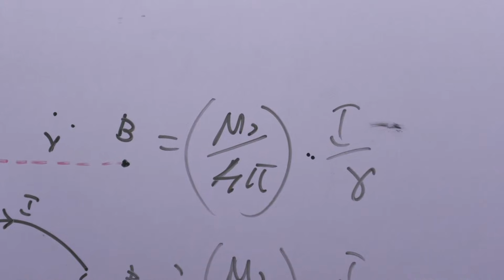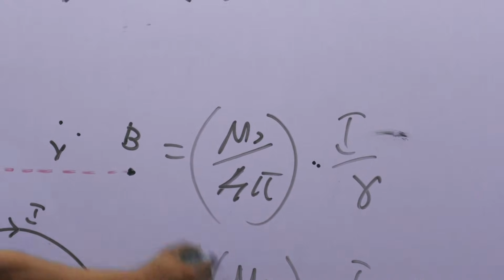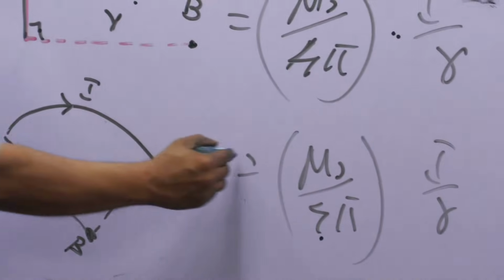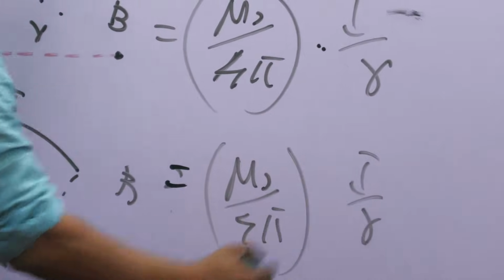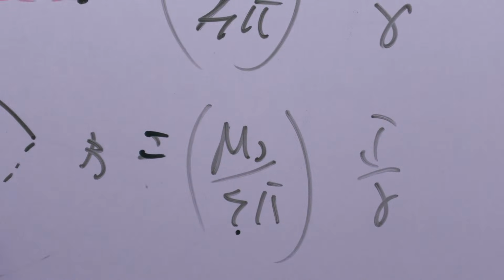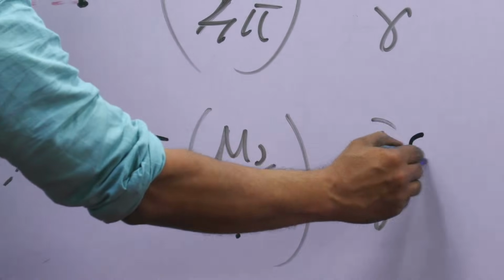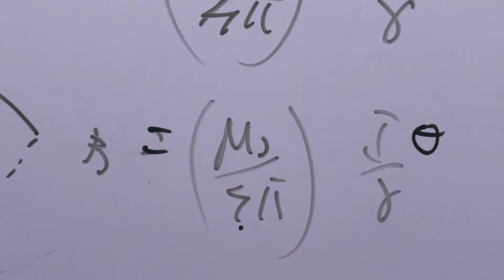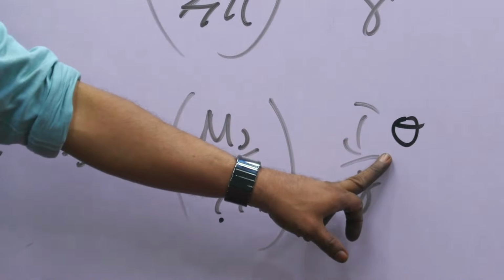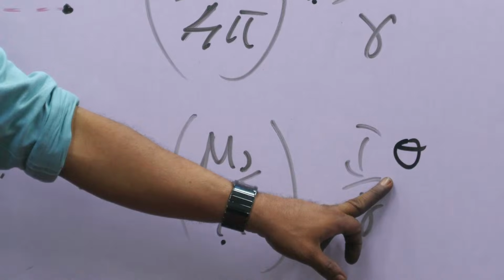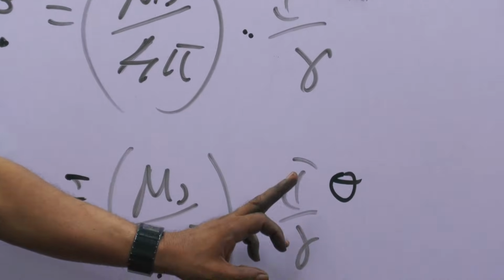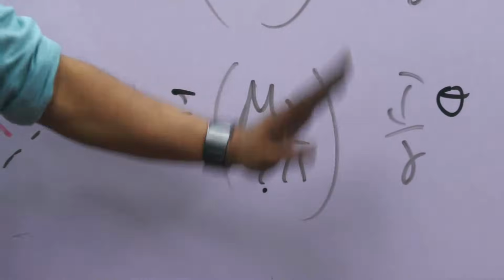Next one, third one, when the wire is bent: mu naught divided by 4 pi, I divided by R. If it subtends angle theta at the center, you multiply by theta. But this is very important: theta should be measured in radians, not in degrees. For example, 180 degrees means pi radians. Now these are the three equations.